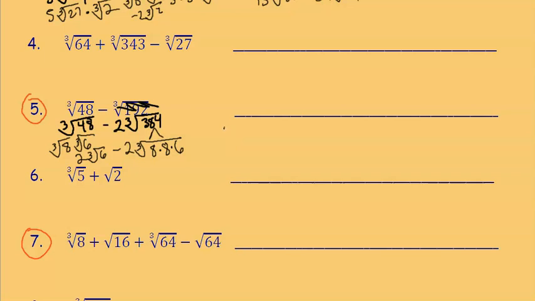So if we rewrite this, we have 2 times the cube root of 6 minus 2 times 2 times 2 times the cube root of 6. These 2's are from the cube root of 8. So we have 2 cube root 6 minus 8 cube root 6.